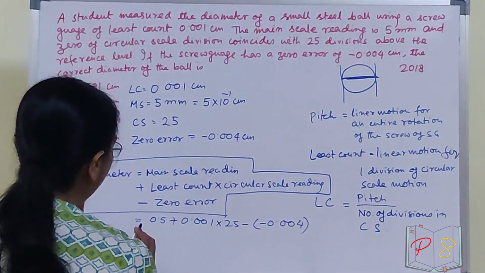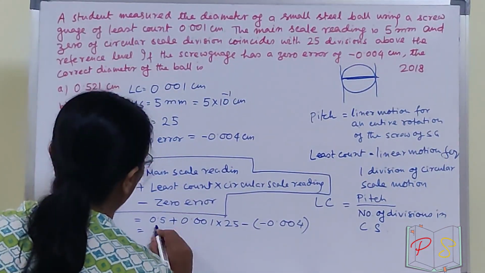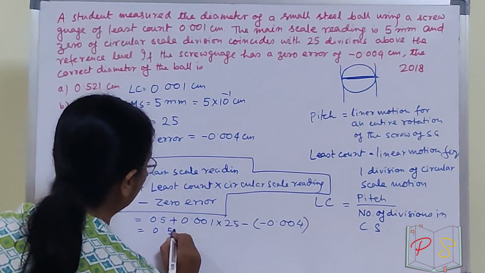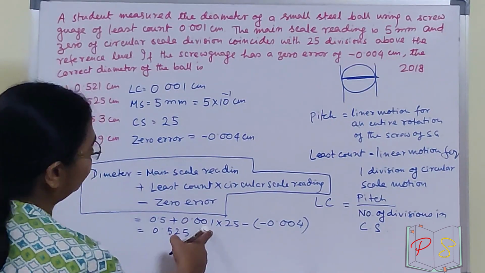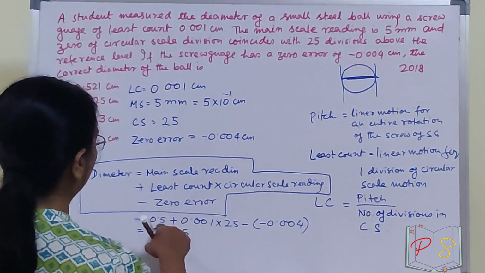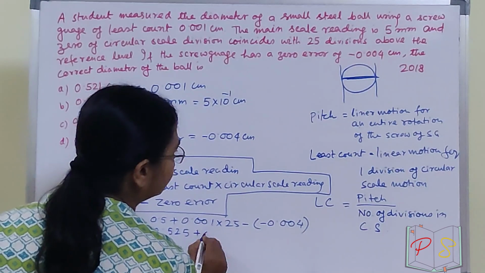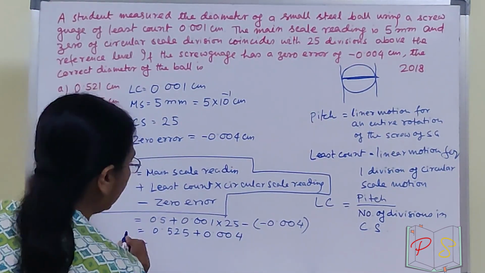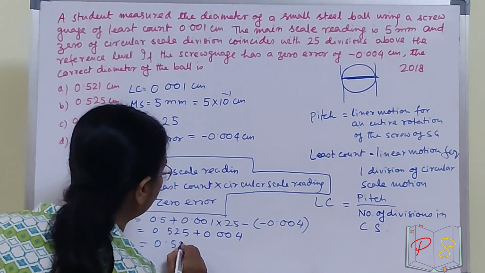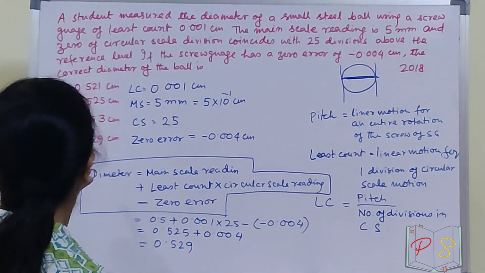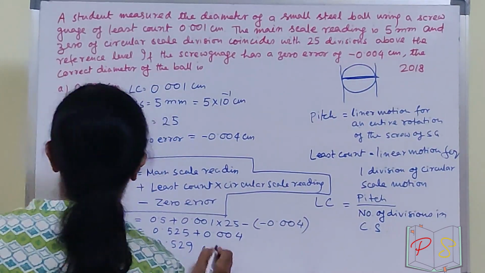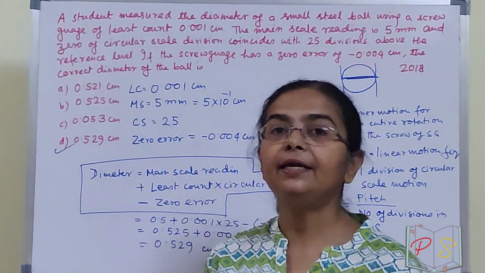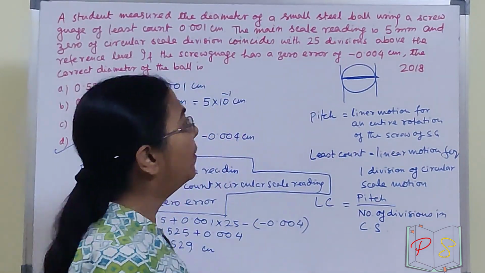So let us check this first. This is 0.525, right, 0.525 plus 0.004, this is the case, equals 0.529 centimeter. D option is your correct option.